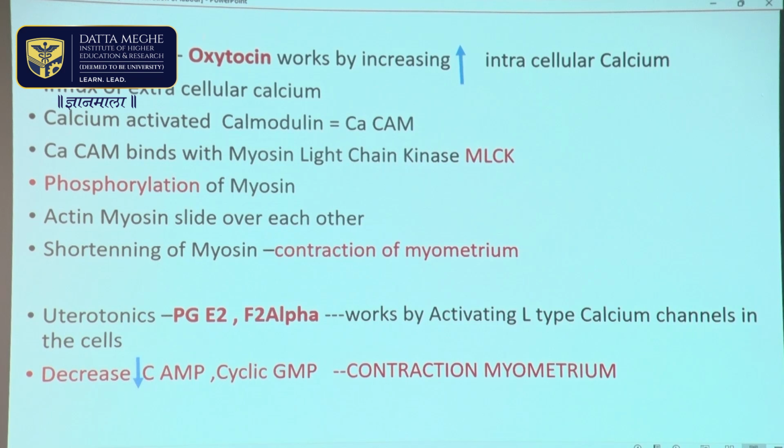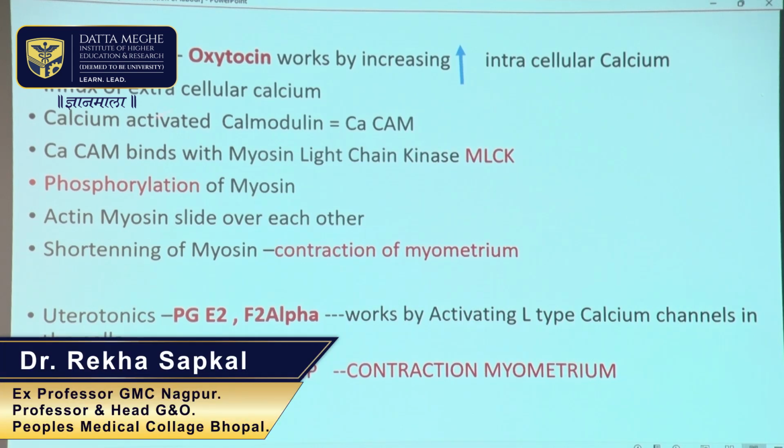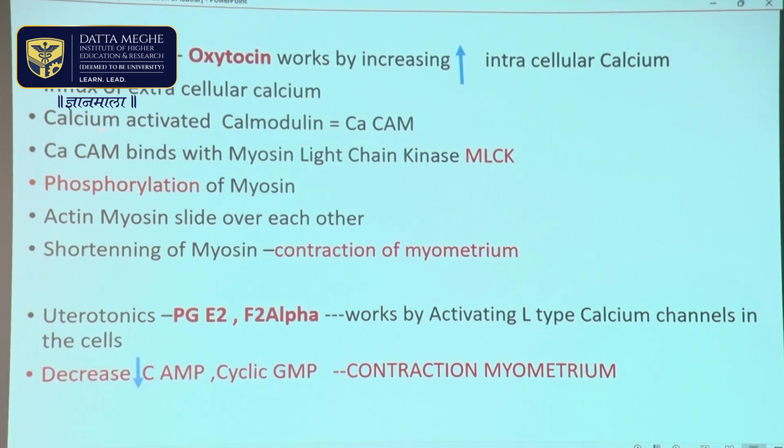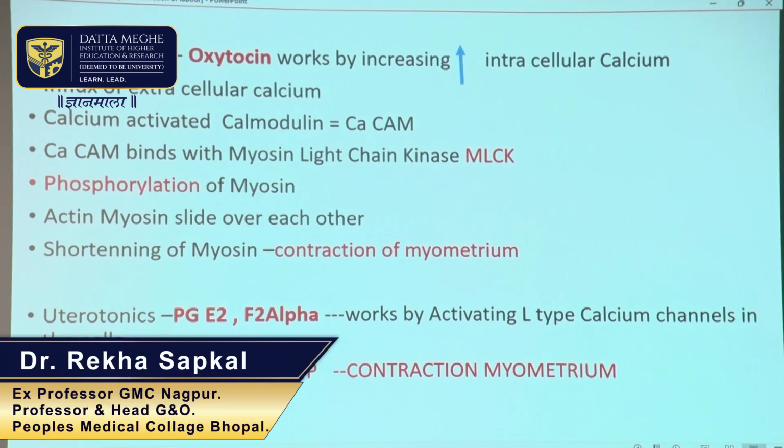So, in short, oxytocin works by increasing intracellular calcium level by influx of extracellular calcium into the intracellular compartment. This calcium forms calcium activated calmodulin, which is a protein. It binds with the myosin light chain kinase, phosphorylation of myosin occurs, actin and myosin slide over each other, and there is shortening of myosin and contraction of the myometrium.